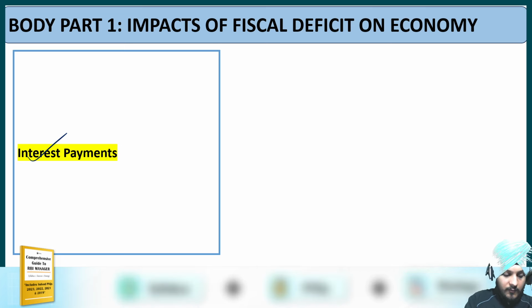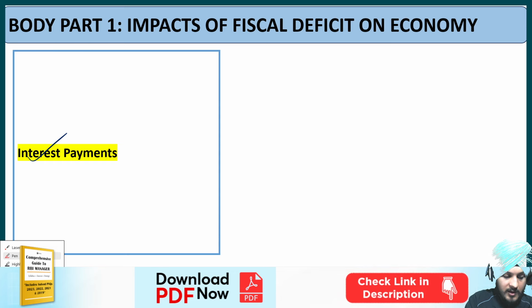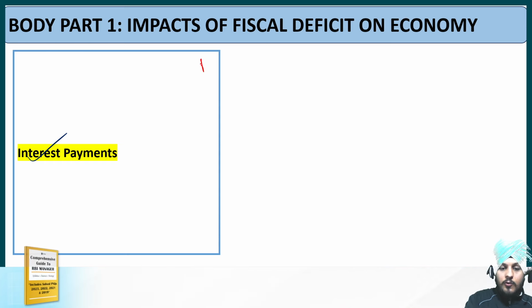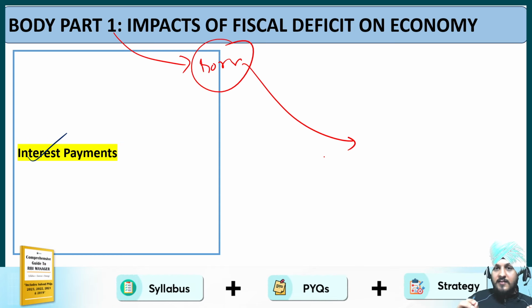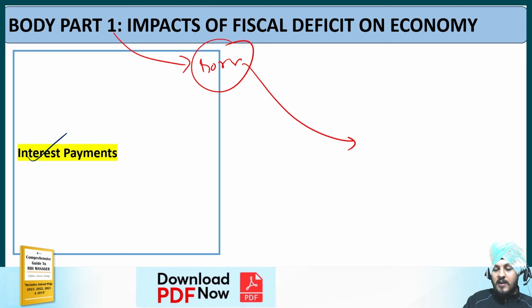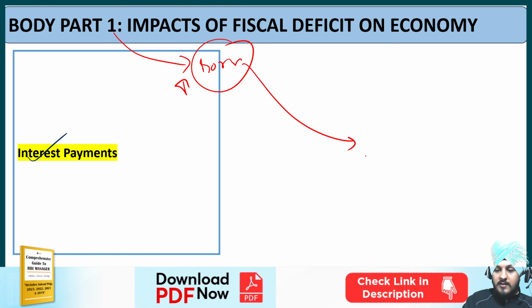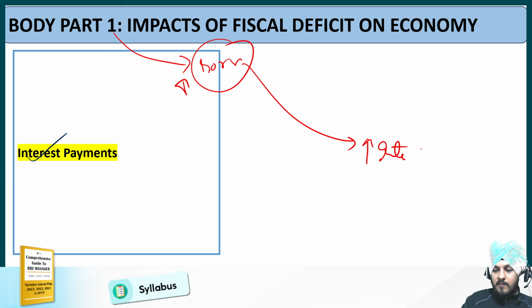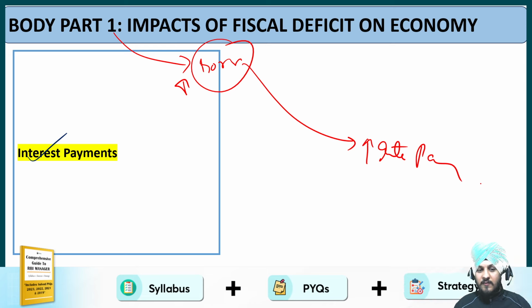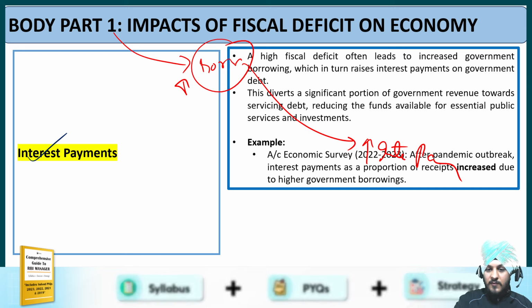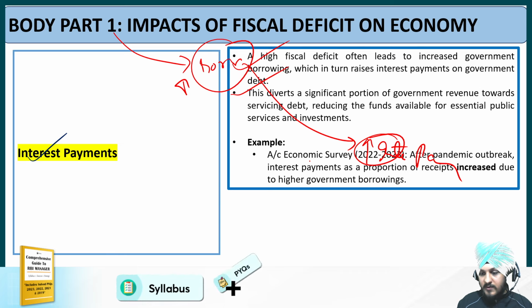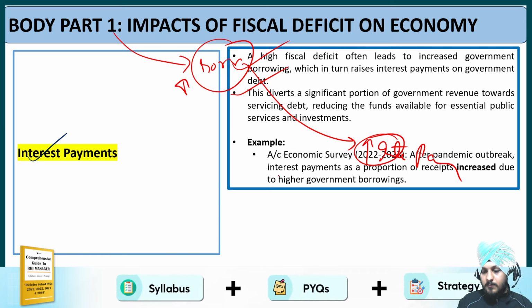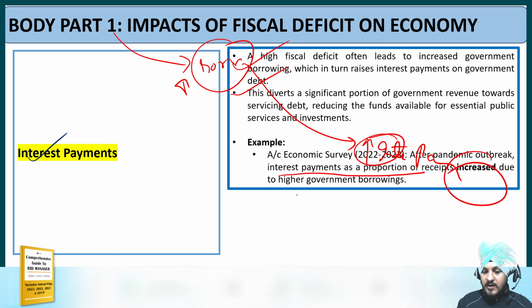As we have seen, what happens in case of high fiscal deficit is that the government borrows more in order to meet the deficit in the fiscal, that is the deficit between the expenditure and receipt. And when the government borrows more, it will increase the interest payment of the government, which is one of the negative implications of the fiscal deficit. This we have already discussed, yet you can read it. For the sake of value addition, I have this data from the Economic Survey of 2022 to 2023, which says that after the pandemic outbreak, interest payment as a proportion of receipt increased due to higher government borrowings.